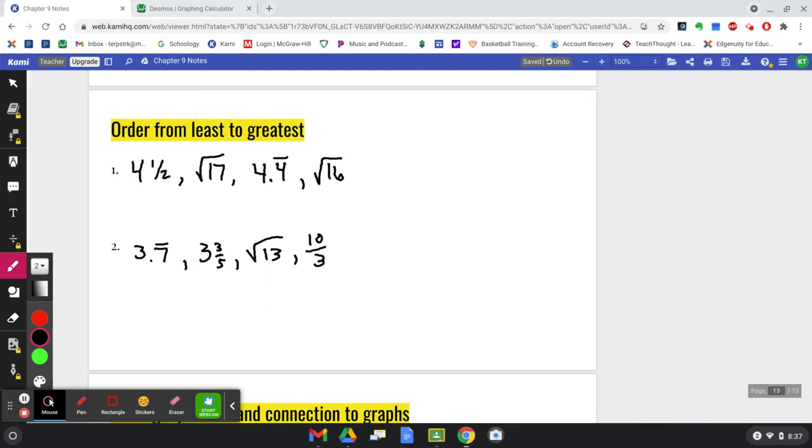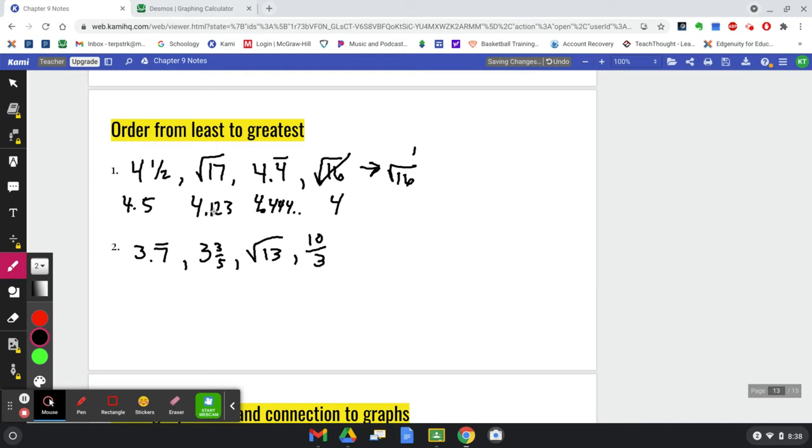All right, same with ordering from least to greatest. I want to get them all in the same form, decimal form. So I know that this is 4.5. If I did the square root of 17, it's really close to the square root of 16, so it's going to be just a little bit bigger. If we type that in, it's going to be 4.1. If you want to do a couple more, 4.4 with the bar over it is just 4.444 repeating, and then this is just 4. So my smallest value is going to be the square root of 16.